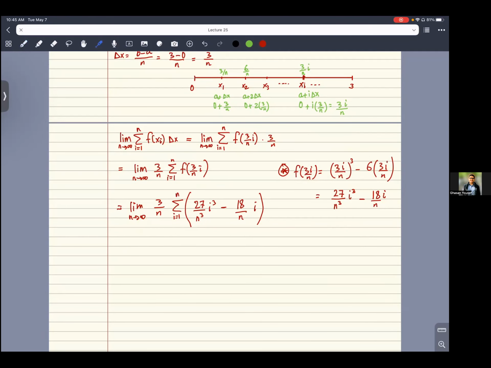Again, because the sum depends on i, all these other things are constants. First of all, I'm going to distribute the sum inside the parentheses. Second, because the sum depends on i, the constants will be outside the sum after distributing. Makes sense? So this is the limit of 3 over n times 27 over n to the power 3 times the sum of i to the power 3, i equals 1 to n, minus 18 over n times the sum of i, starting from 1 to n.